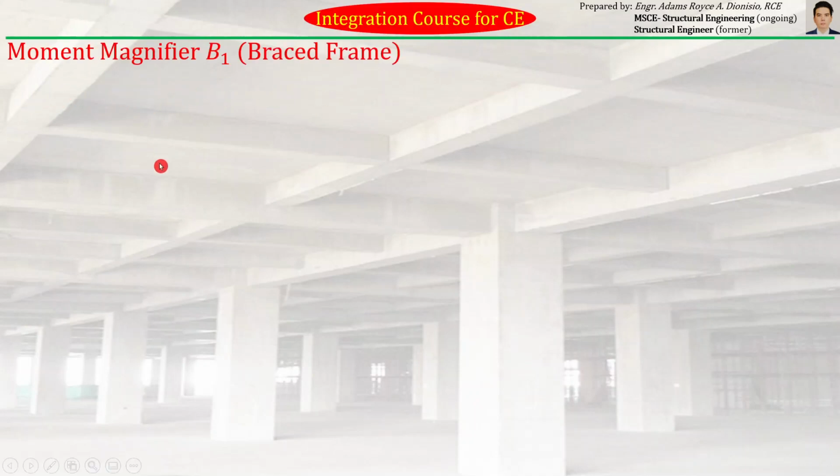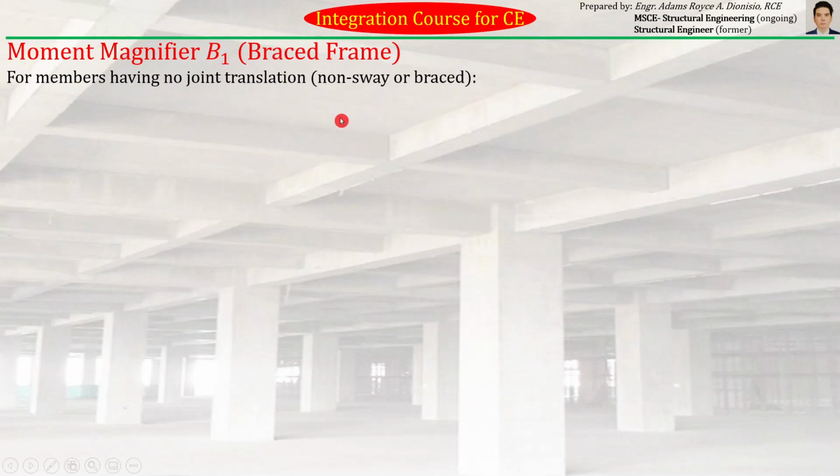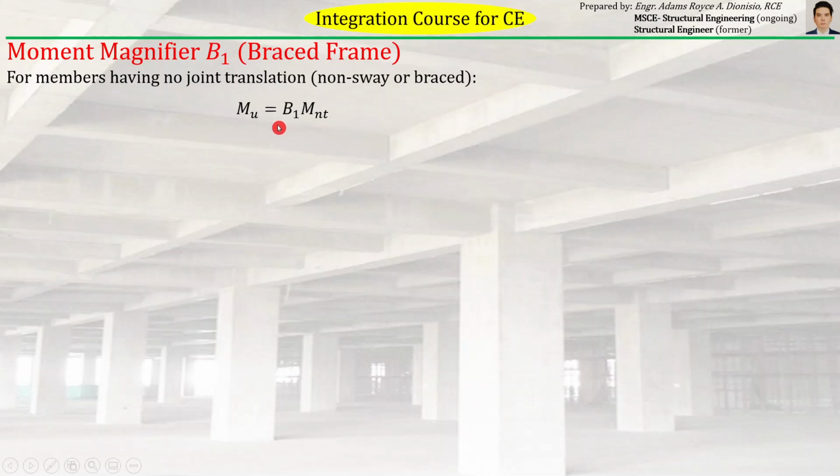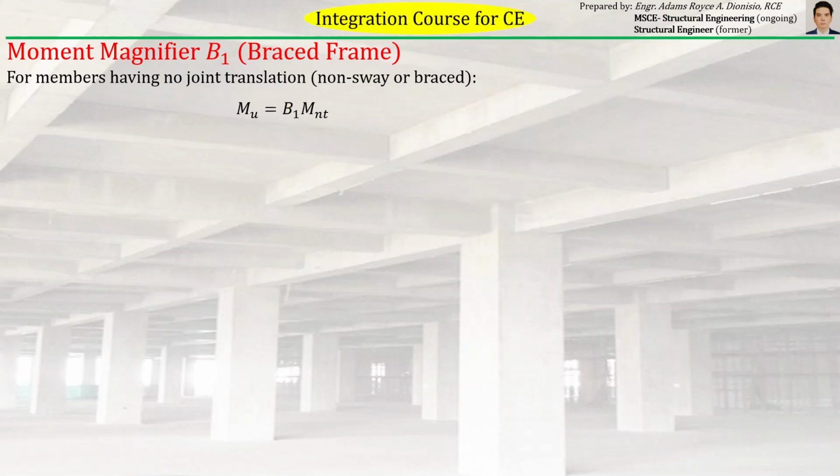So additional refresher is yung moment magnifier B1, which is usually used for brace frame. Okay? For members having no joint translation or yung non-sway or brace, we usually use the formula B1 MNT for finding MU. Okay? This is the ultimate moment considering second order effects. Ito na lang yung formula kapag yung frame natin ay nasa-brace or non-sway. Sabihin wala siyang joint translation na tinatawag. So we have to magnify kasi yung magnitude ng moment acting on a member to consider second order effects.